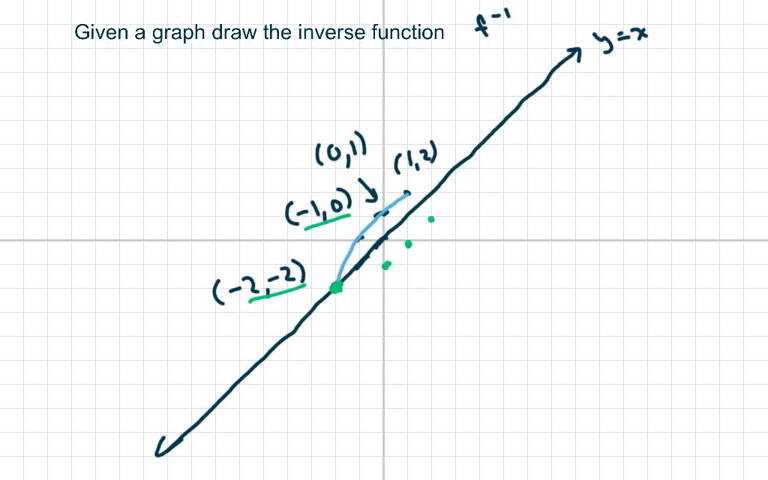So basically, there's your inverse function. All I did was switch the points. This would be 2, 1. This one would be 1, 0. This one would be 0, -1. And this one stays the same.